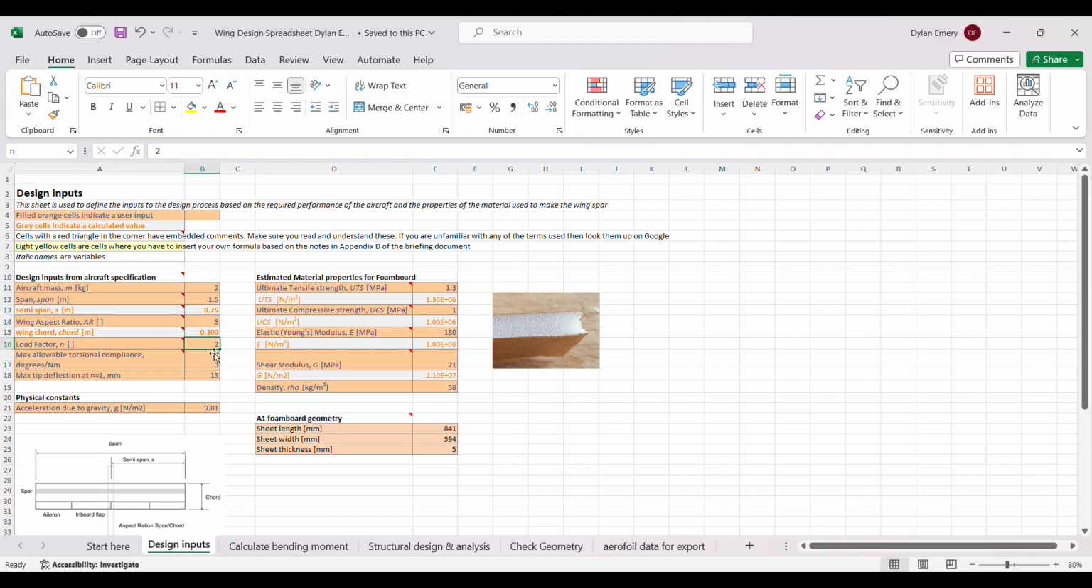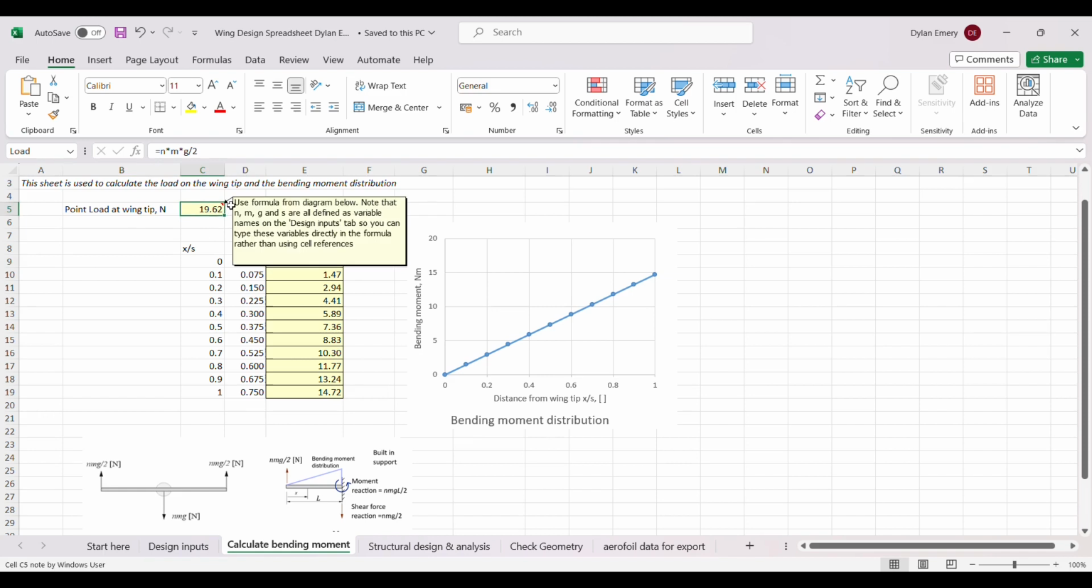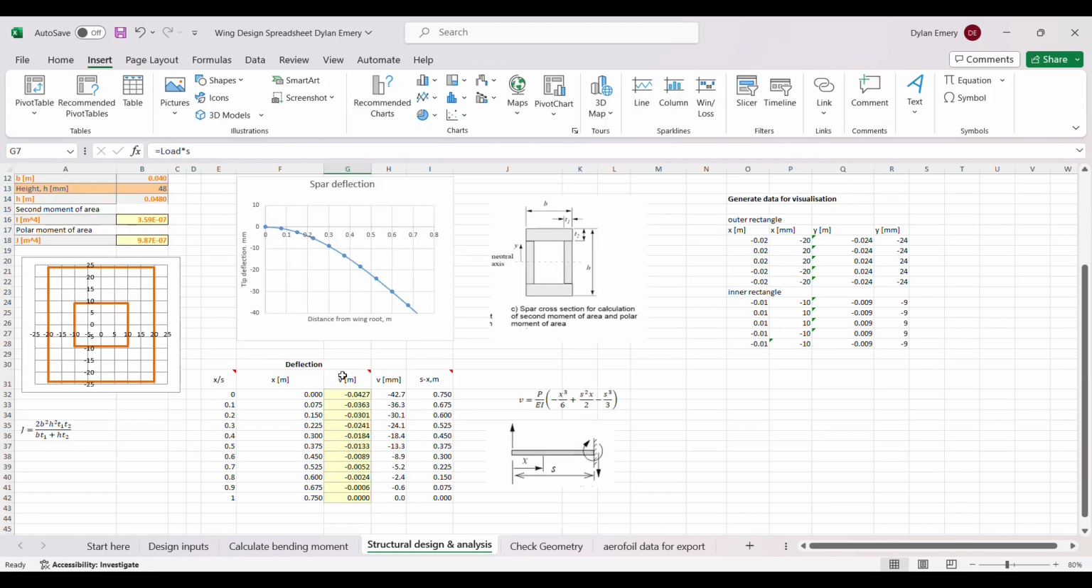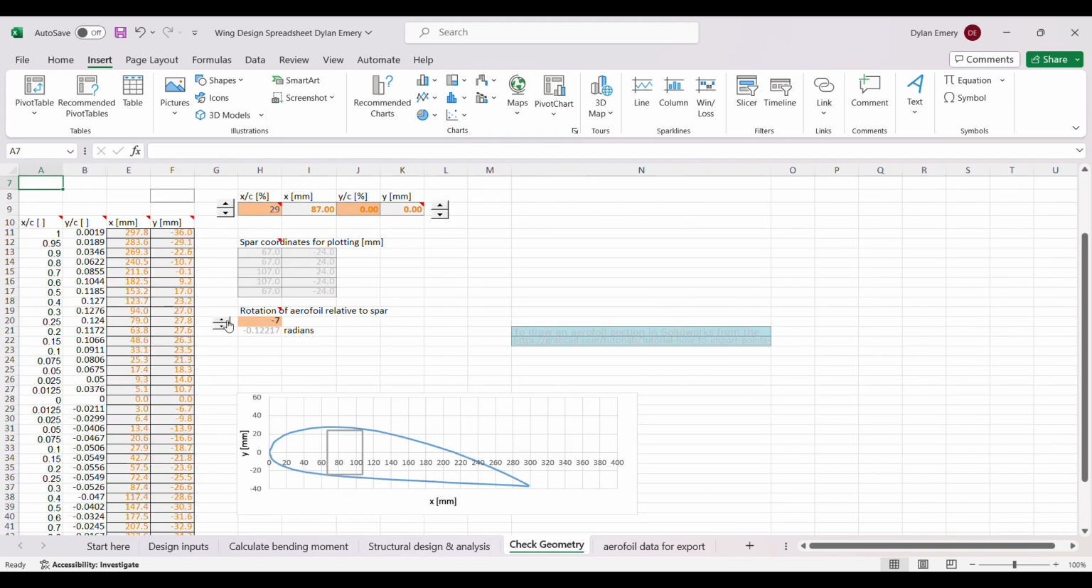For the preliminary design, from here, we began to use Excel sheets to further analyze how our spar would act under a load factor of 2. By changing the dimensions of the spar, we could test their direct strength and torsional compliance accordingly. We observed that under given point load, the beam's deflection increased with length until the maximum predicted deflection of 42.7 millimeters. Once we were happy with our beam's cross-section, we could adjust its positioning in the aerofoil to ensure it fit.